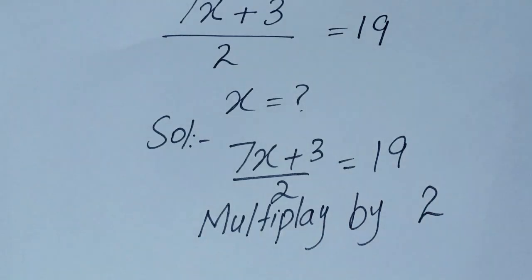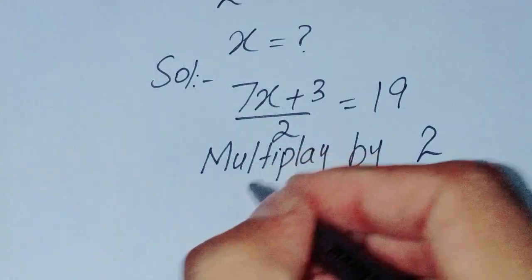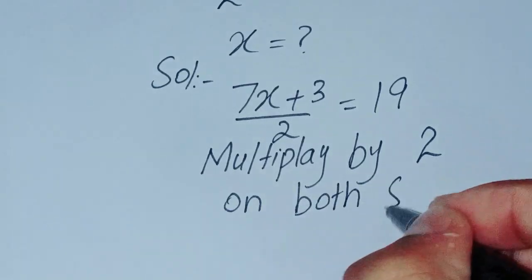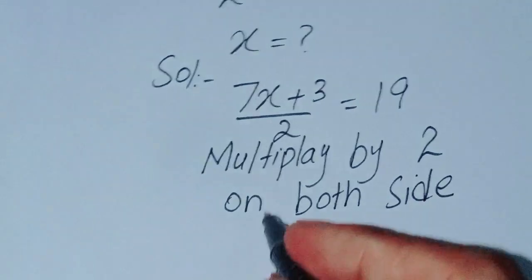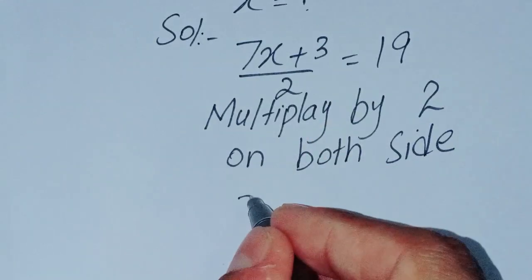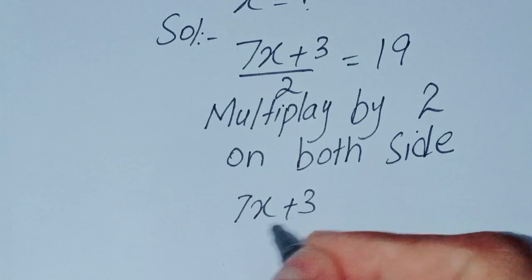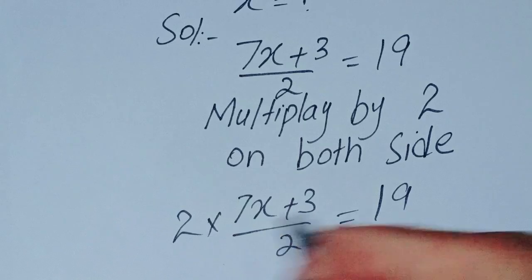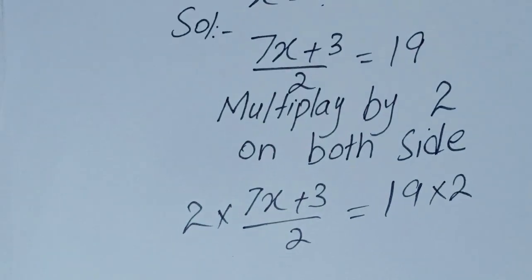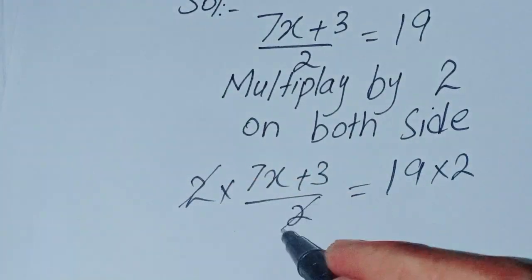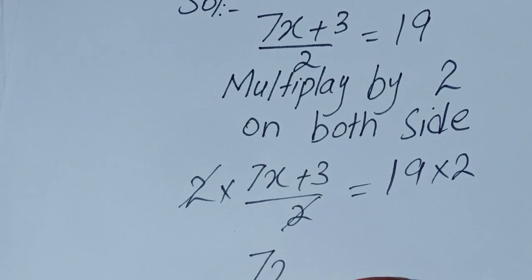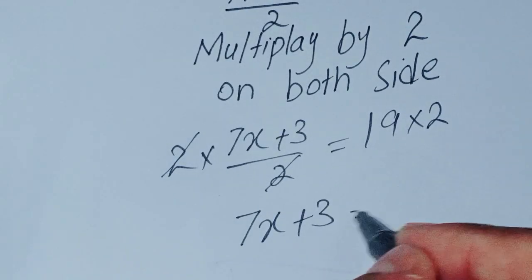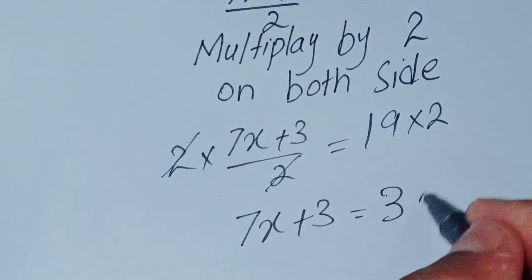Both sides. (7x + 3)/2 = 19. Multiply by 2, multiply by 2. The 2s cancel. 7x + 3 is equal to 19 times 2, which is 38.